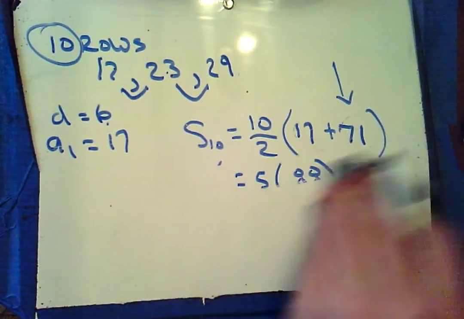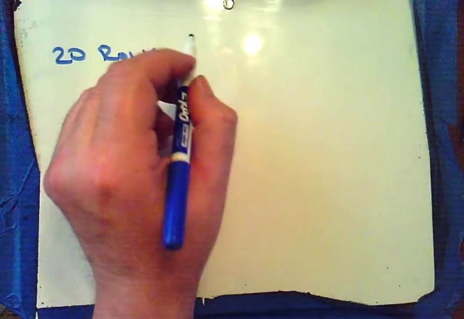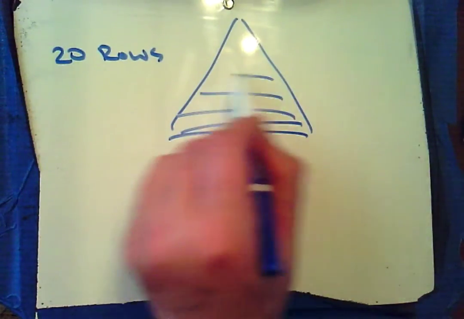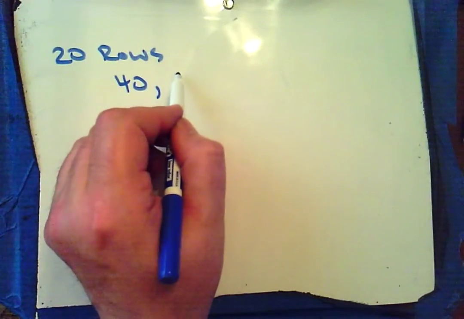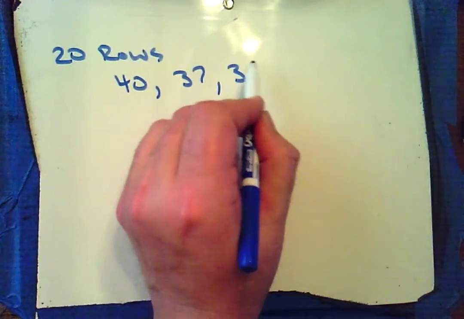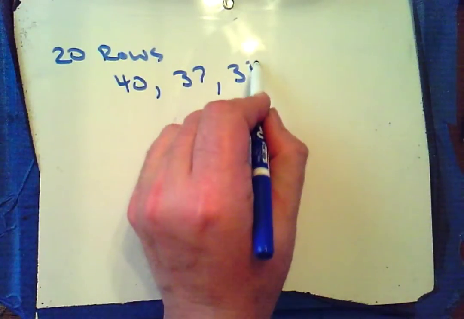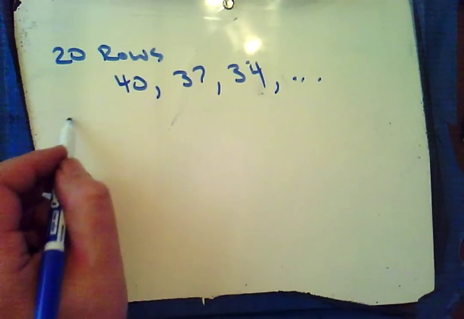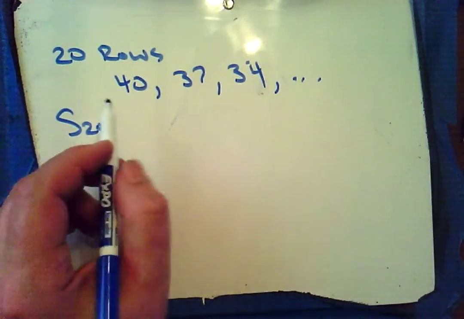Okay, so I'd like you to do a similar problem, but this time there are more rows. There are 20 rows, and this time there are fewer seats as we go away from the stage. The theater goes like this, and there are fewer and fewer seats as we head to the back. So 20 rows. The first row has 40 seats, the second row has 37, the third row has 34 seats, and this continues. So I'd like to know the sum of those 20 rows.